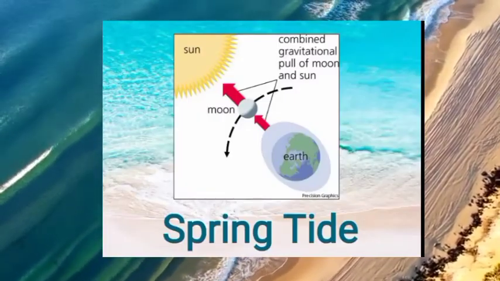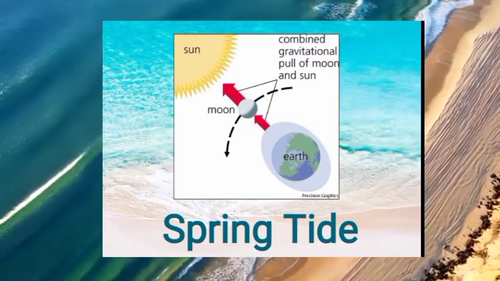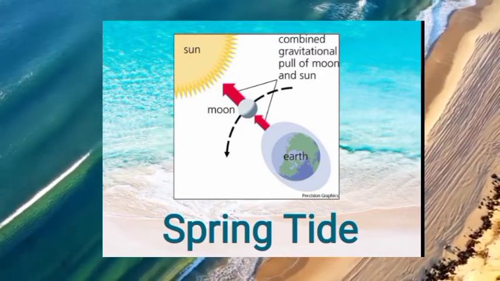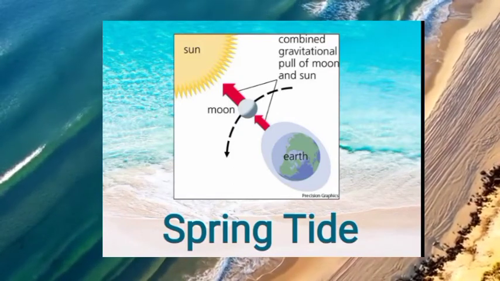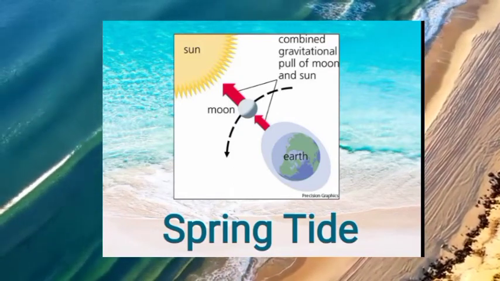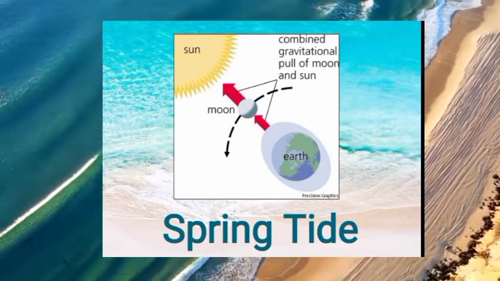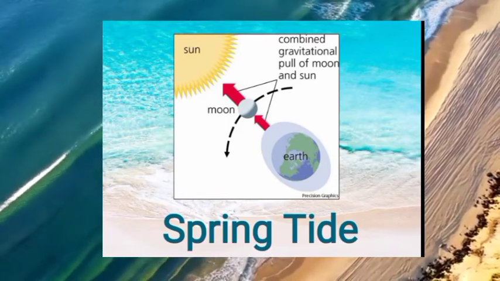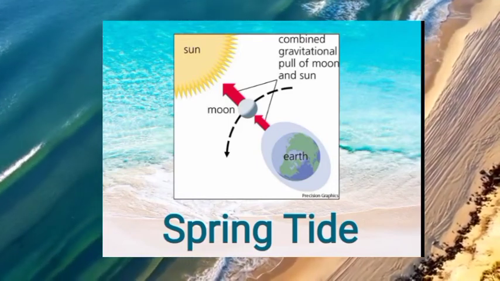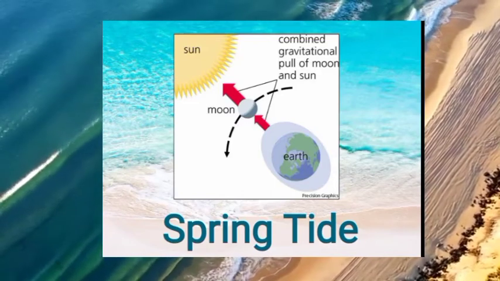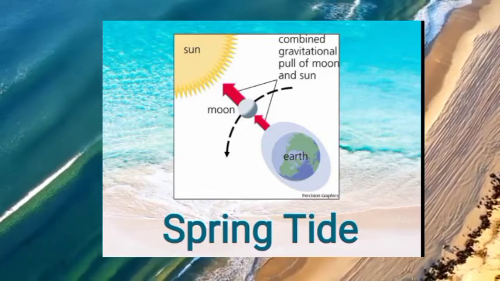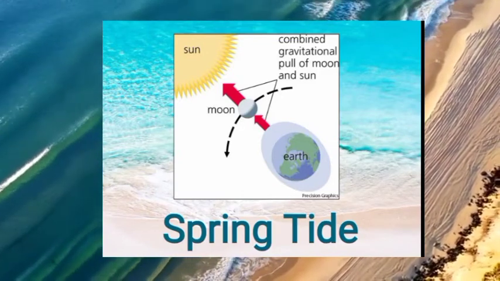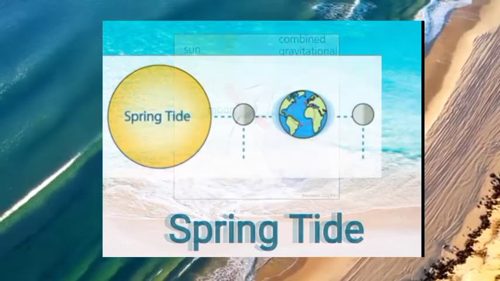So, as you can see here in the illustration, we can see spring tide. As we can see, the sun, moon, and Earth are in a straight line, meaning that the 3 celestial bodies are aligned. Because they are in a straight line, their tidal forces act to reinforce each other. So, the ocean both rises higher and falls lower than the average.